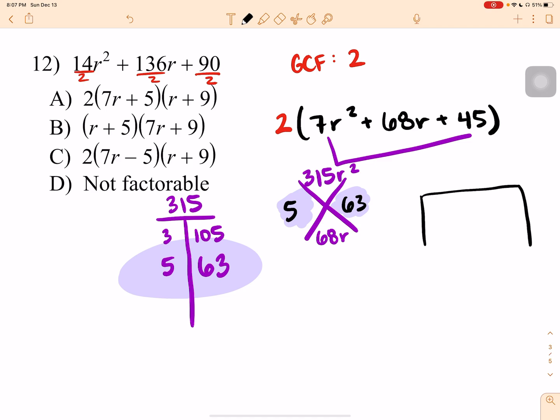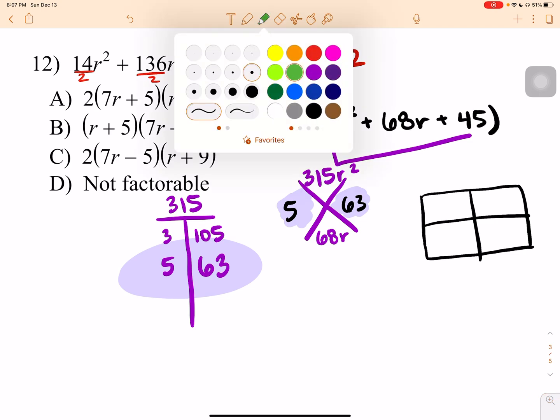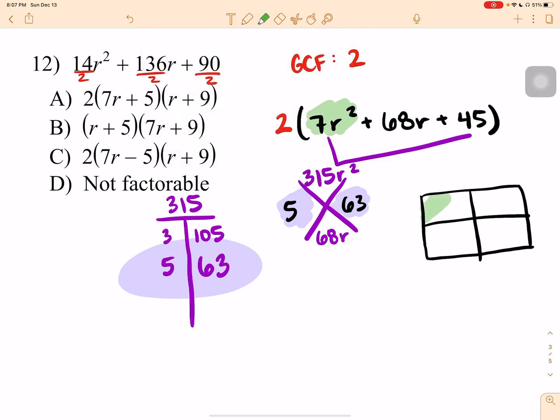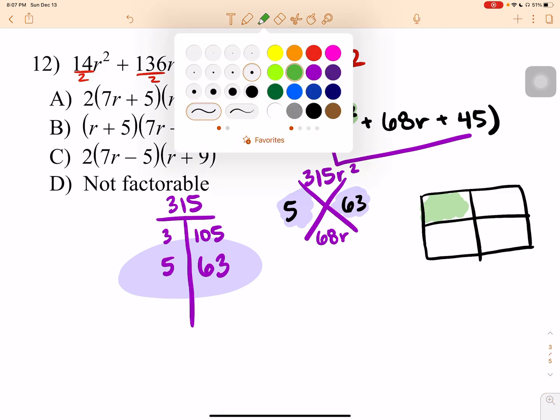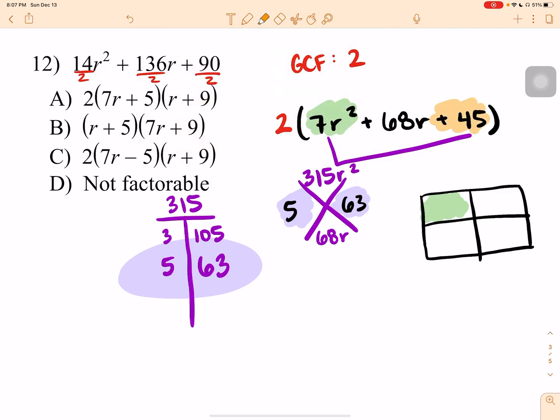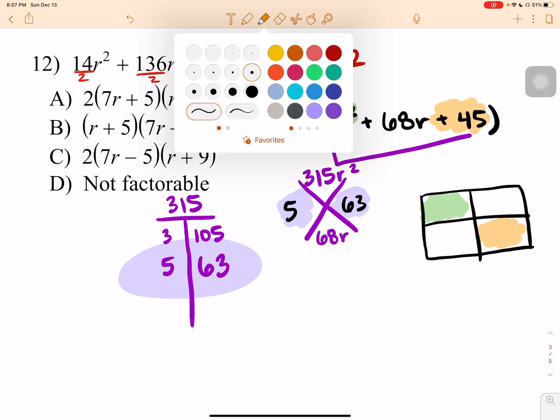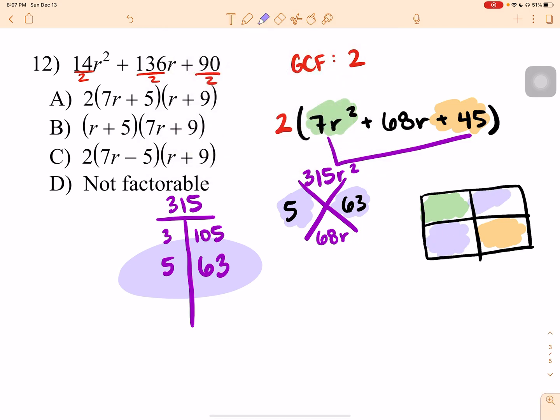So let's set up our area model. I'm going to color code again, just in case that helps one of you. Top left, bottom right, and left, top right. Okay. Oops, sorry, these are each an R. Dear, my pen's not working as well as it should be. 5R, R, okay. So I have 7R squared, 45, 5R, and 63R.